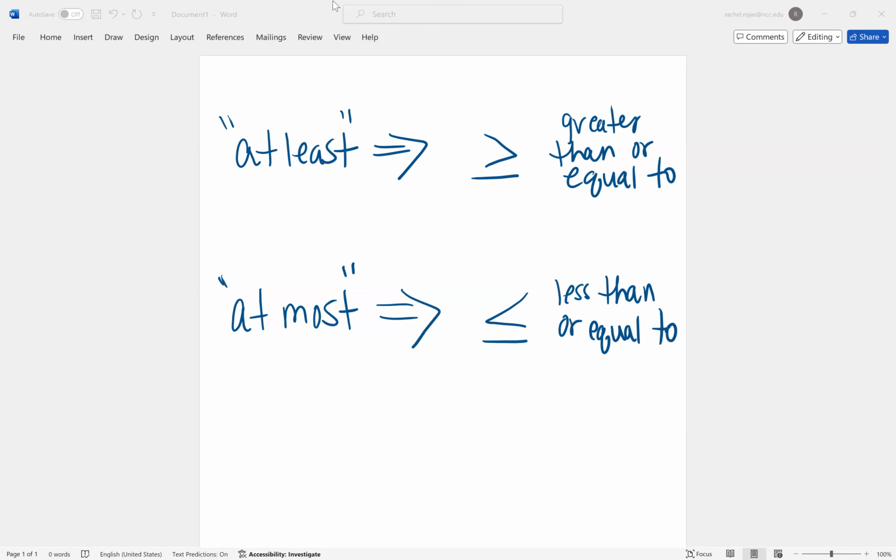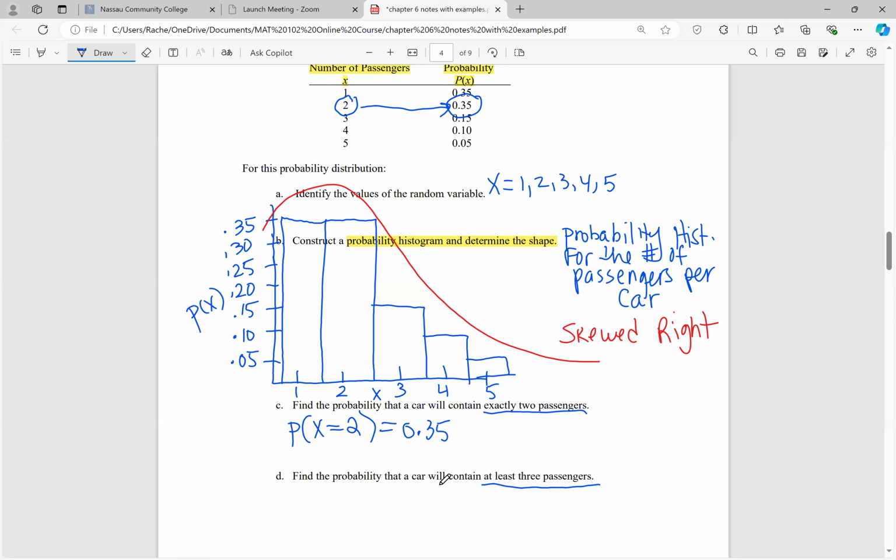So let's go back and answer now the question. Find the probability that there's going to be at least 3 passengers. What that means is, what is the probability that the number of passengers, which is X, is at least 3? Now, remember, at least is greater than or equal to. So what is the probability that X is greater than or equal to 3?